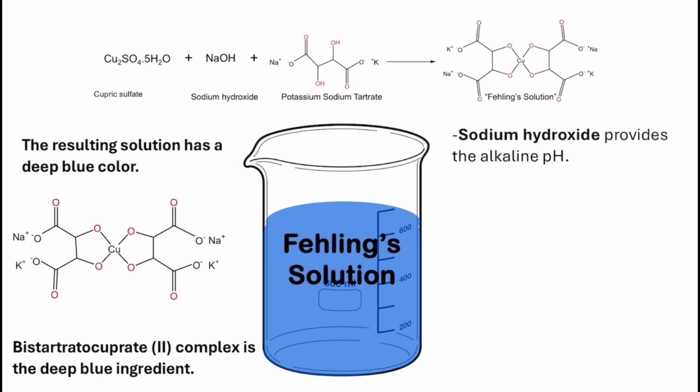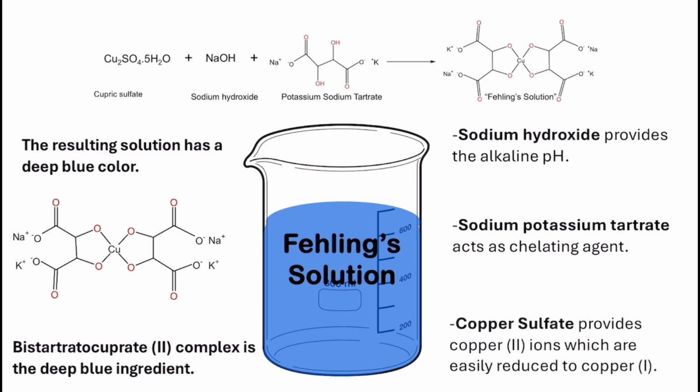Sodium hydroxide provides the basic conditions required for the redox reaction to occur between the reagent and the reducing sugar. Sodium potassium tartrate acts as a chelating agent and complexes with the cupric ions of copper sulfate, while the copper sulfate itself provides the copper ions which are easily reduced from an oxidation state of +2 down to +1.